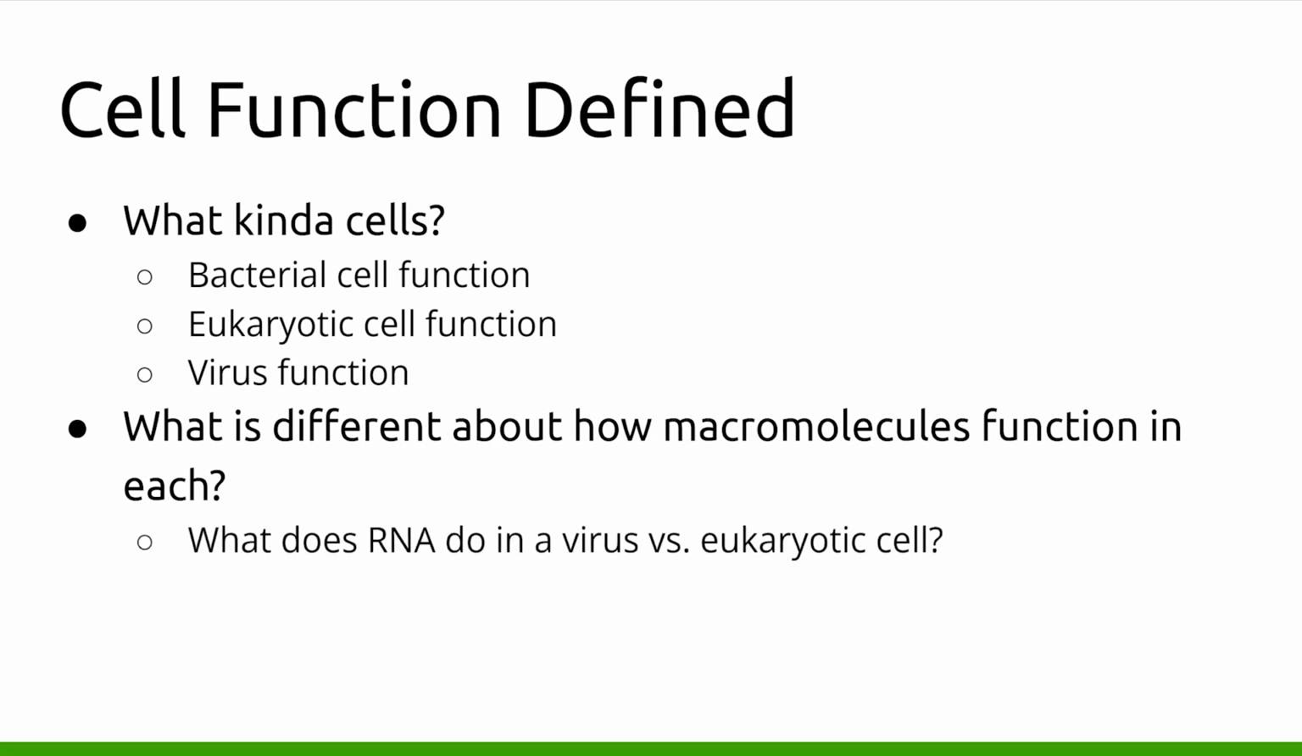For some examples of questions, what does RNA do in a virus versus a eukaryotic cell? I know in a eukaryotic cell, RNA helps with mRNA, it helps with making proteins happen. But within a virus, it might do other things. Asking yourselves those types of questions. How does bacteria use glucose? Okay, I know for the most part, I understand glycolysis and I understand the citric acid cycle and I understand the electron transport chain.